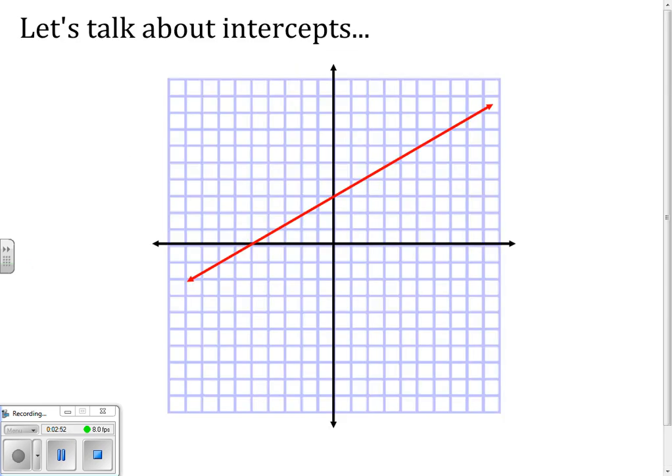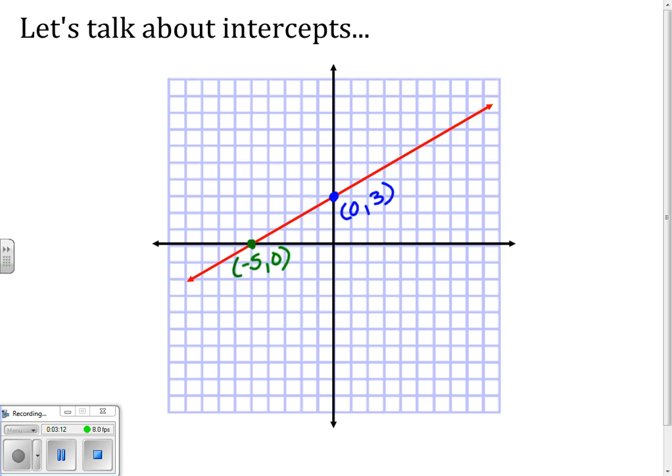I'm going to talk about intercepts for a second. An intercept is where it crosses. And so if you take a look at this graph, there are 2 intercepts here. That's the y-intercept. The ordered pair is 0, 3. Here, that's the x-intercept. Its ordered pair is negative 5, 0.